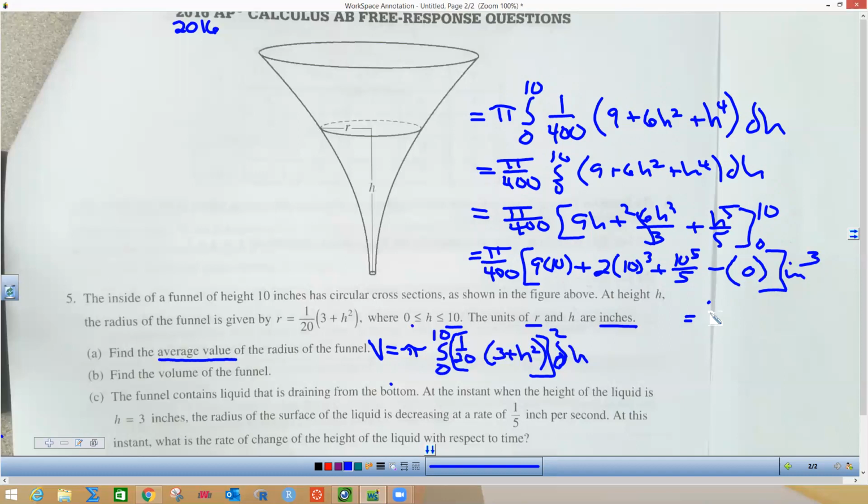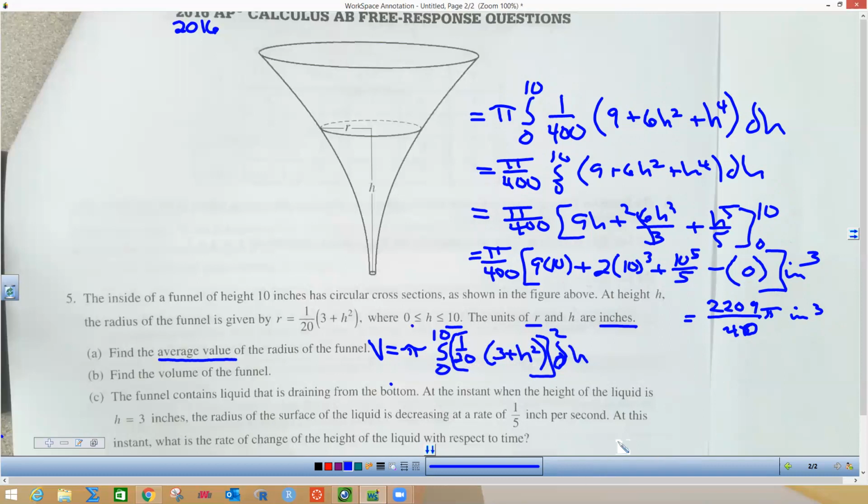But if you did solve this, it would be 2,209 over, and this is a reduced 40 pi inches cubed. And you can put that pi up in the top too. That's like 40. So that's part B.